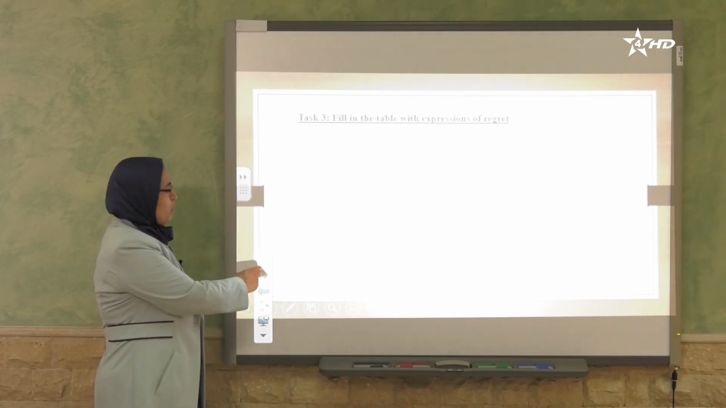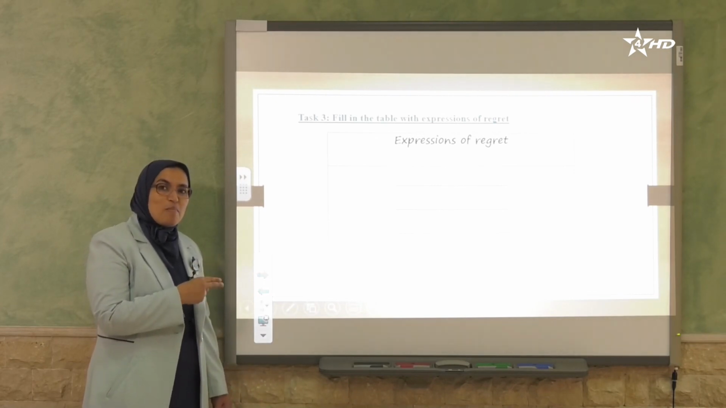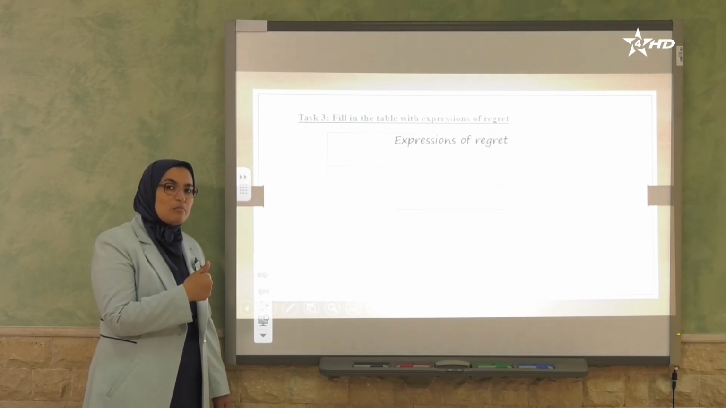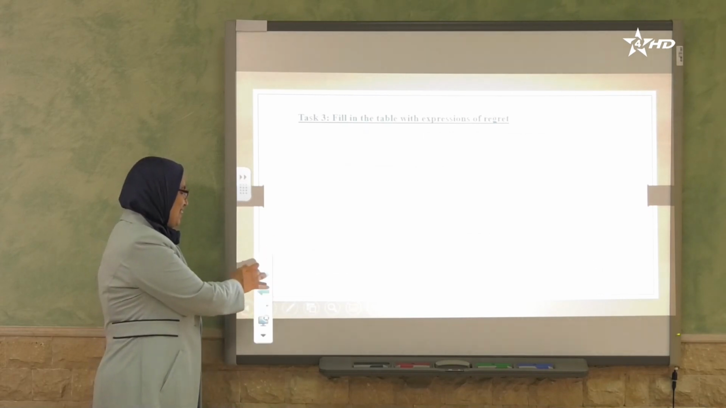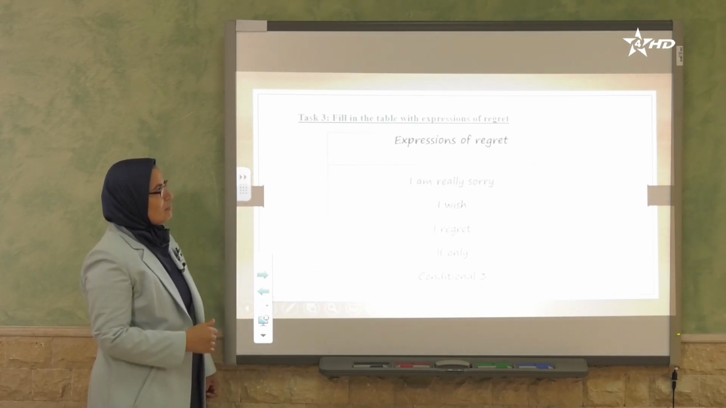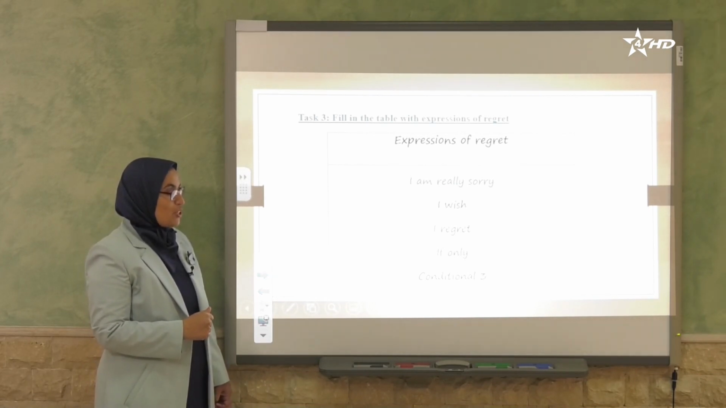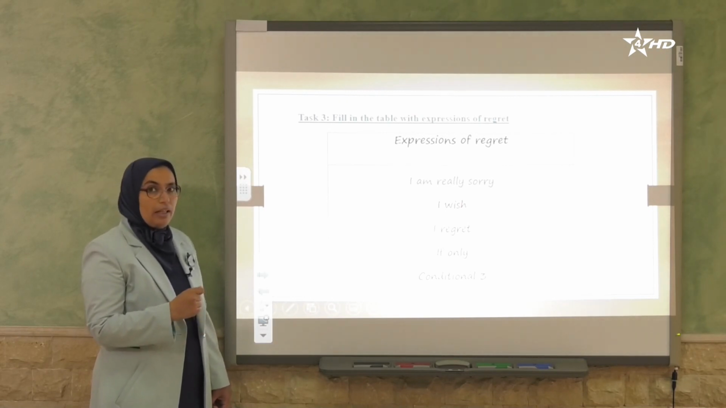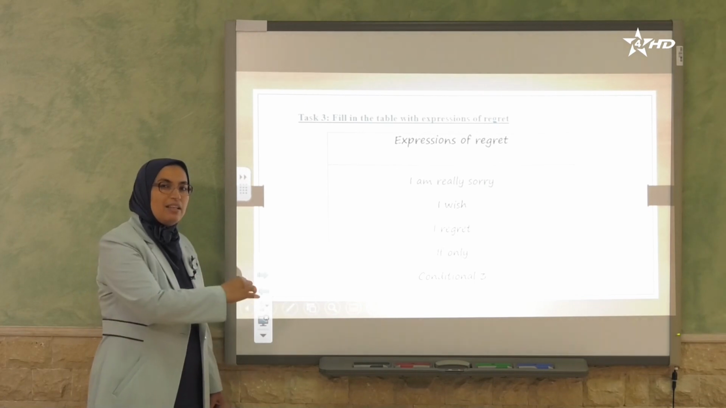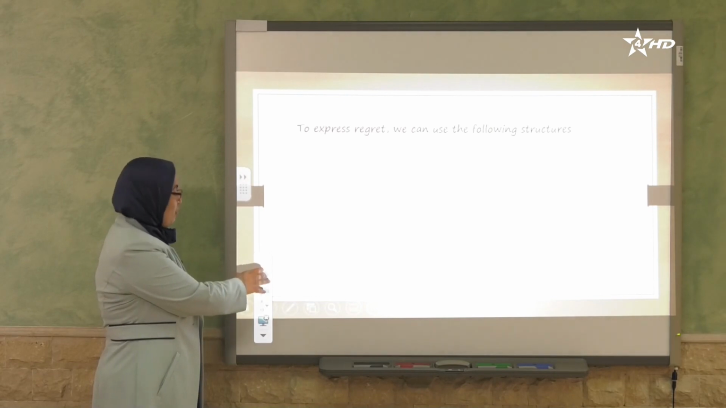Now, fill in the table with expressions of regret from the dialogue. Do you remember them? Okay, who can say? The first one is, I'm really sorry. Okay, let's check our answers. Expressions of regret are, I'm really sorry, I wish, I regret, if only, and conditional number three, if. Plus what we are going to see later.